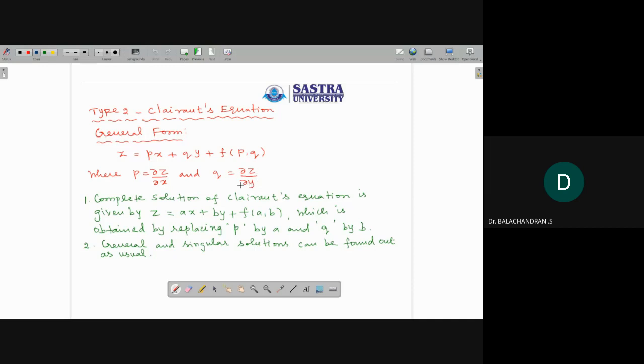So how to get the complete solution? The complete solution of Clairaut's equation is to just replace p by a and q by b. You will get z equal to ax plus by plus a function of p comma q, obtained by replacing p by a and q by b. Next, the singular solution can be found out as usual. Usually in Clairaut's equation, we find only the complete and the singular solution. There is no need to find the general solution. If you wish, you can find it.